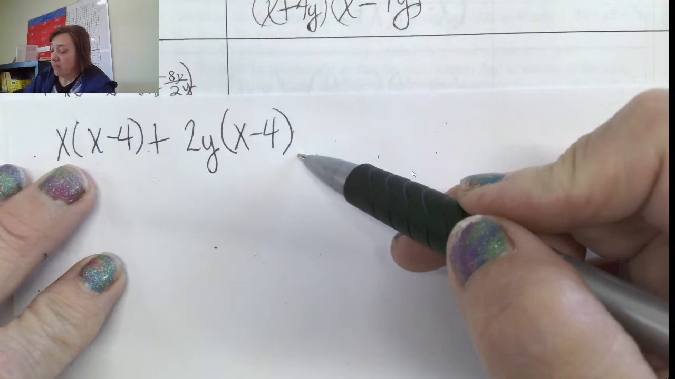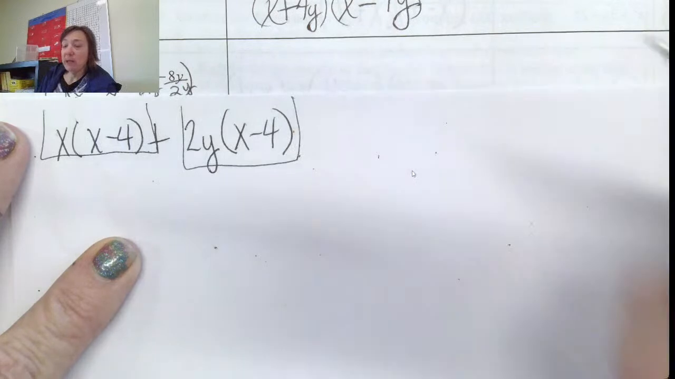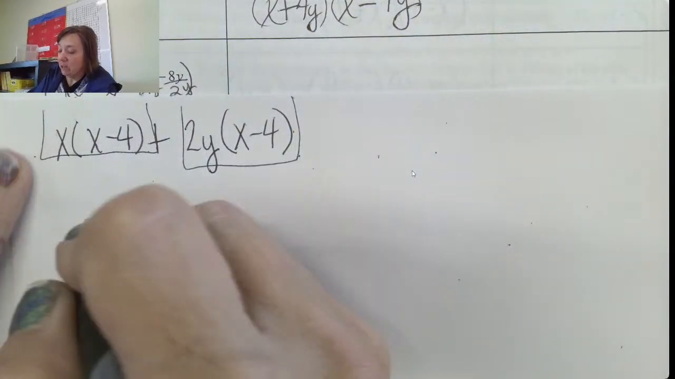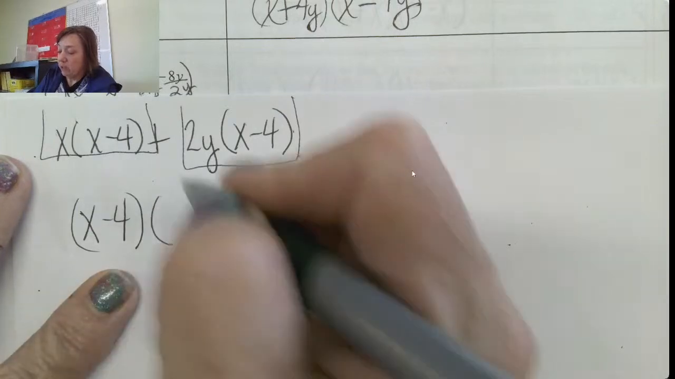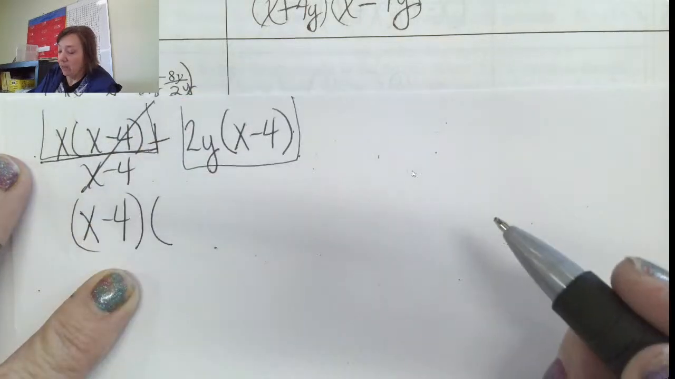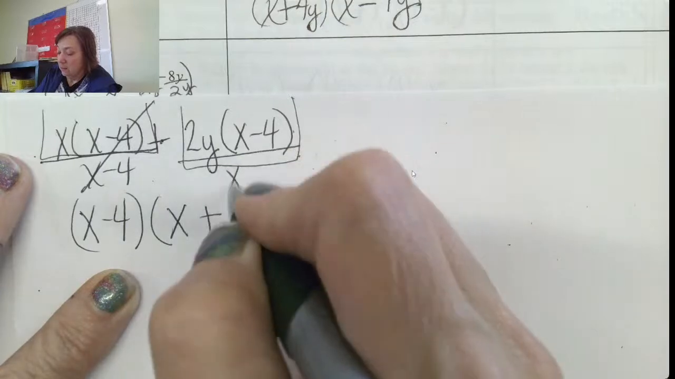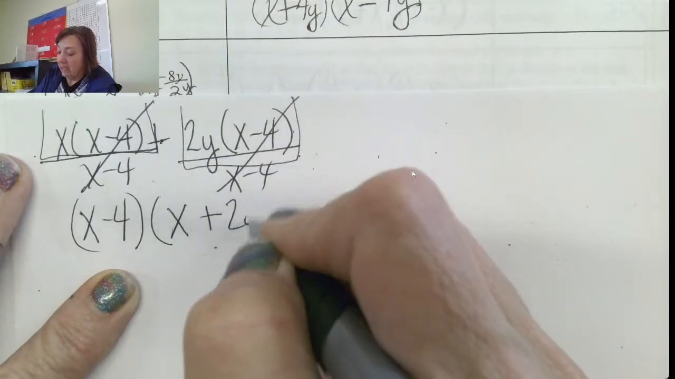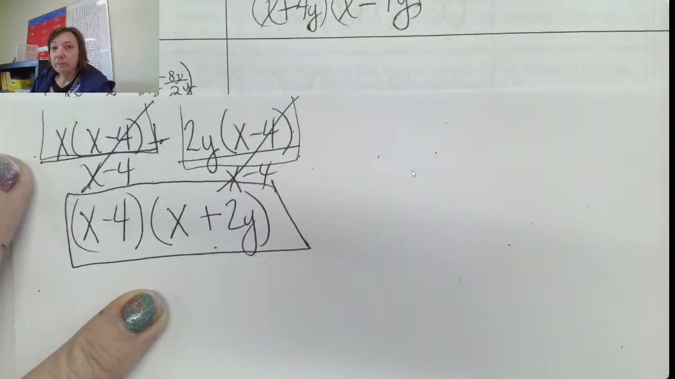So this is one term here, this is the other term here, and they both have X minus 4, so we can factor X minus 4 out of both of them. If we do that, we have X plus 2Y, multiplied times X minus 4. Now, if I said solve, we could not solve this.